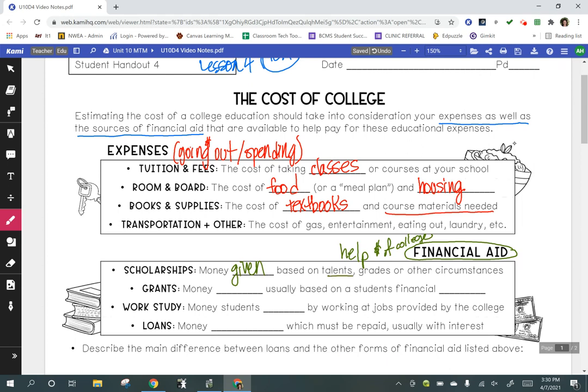based on your talents, grades, or other circumstances. Okay. And that's when you hear about athletic scholarships, academic scholarships, even marching band has scholarships. They have scholarships for a lot of things. Okay. Grants is another type of scholarship, but it's also money that's given, but it's usually based on a student's financial need. Okay. This is still something you don't have to pay back.